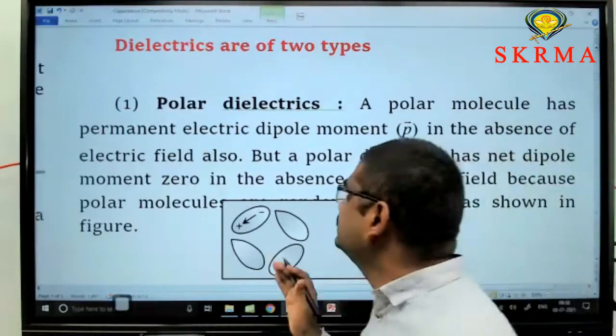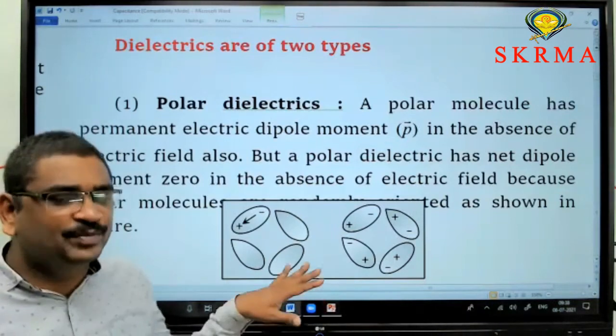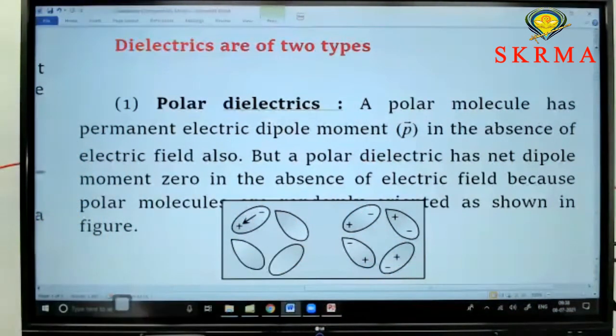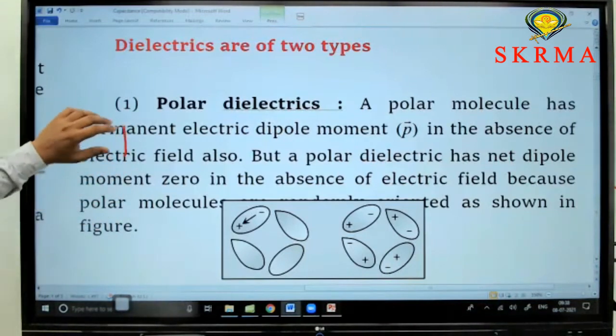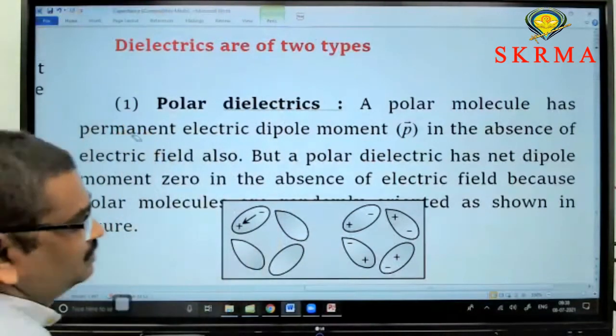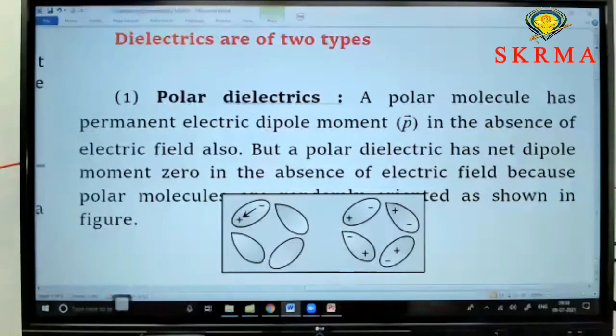Now go through this polar dielectric. A polar dielectric has a permanent dipole moment, so an individual dipole moment is there, but the net dipole moment for the entire dielectric is zero. The net dipole moment is zero because the dipoles are distributed in a random way. That means the dipoles are in random directions, so the net may be zero.